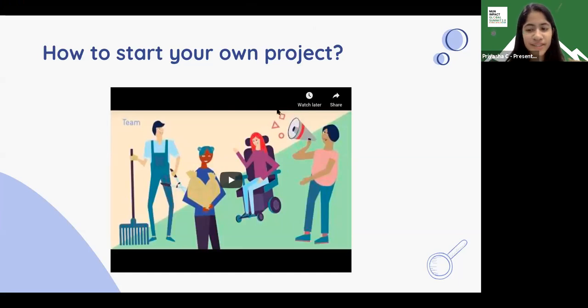So that was a very good overall video of the process that you would go through in creating your own project or organization. But for this Social Impact Challenge in particular, you of course don't have to do all of these, because the actual implementation of your proposal will come later.